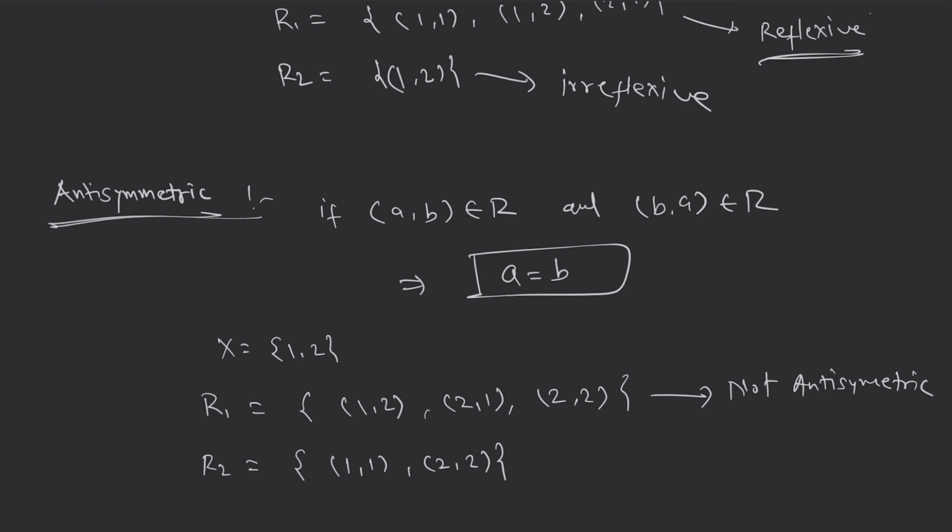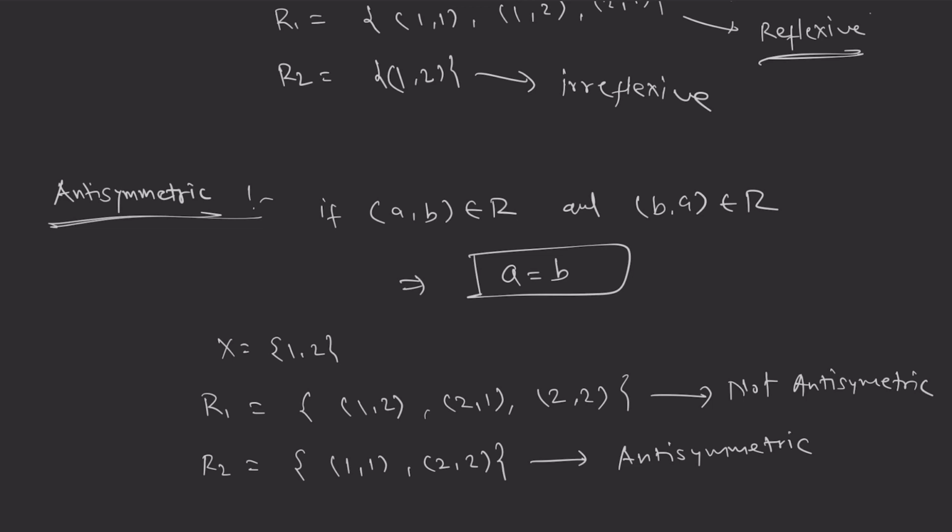Now look here. 1 comma 1 is there, and if we reverse that order, we again get 1 comma 1. Since 1 comma 1 and 1 comma 1 are there, 1 should equal 1, which is okay. Similarly for 2, so this is antisymmetric.